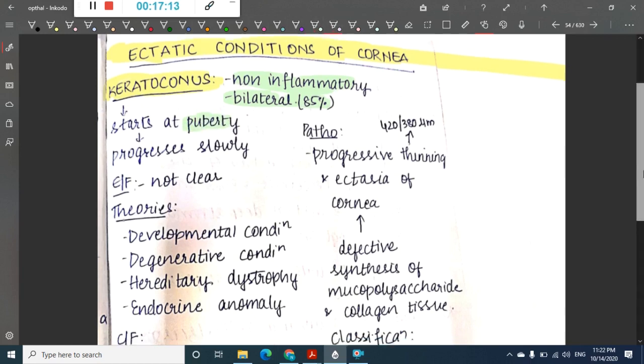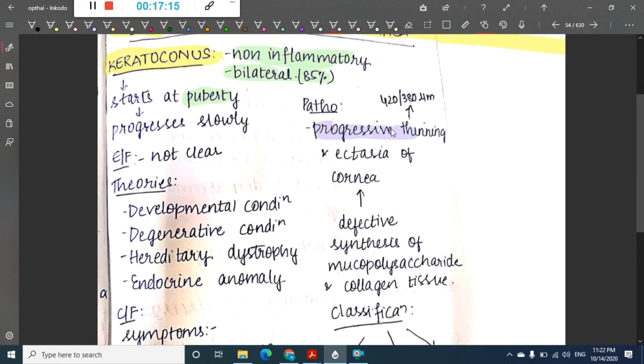So if you see the pathology, here there is progressive thinning of the cornea, where it becomes 420 to 380 micrometers. It becomes 420 or 318 micrometers. Here there is progressive thinning of cornea and there is ectasia of cornea.